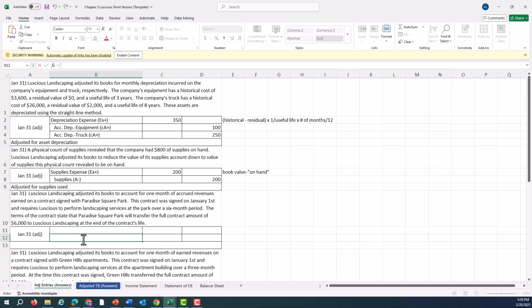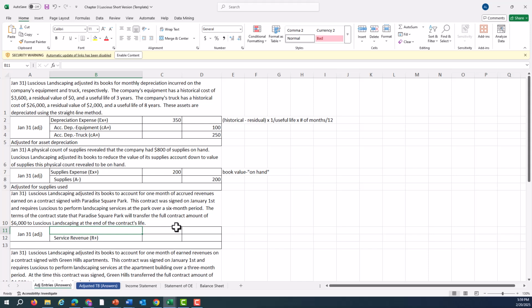So my credit is going to be to service revenue. What is my debit in this case? Well, they're not paying us till the end of the contract's life, the end of those 6 months, but now they officially owe it to us.